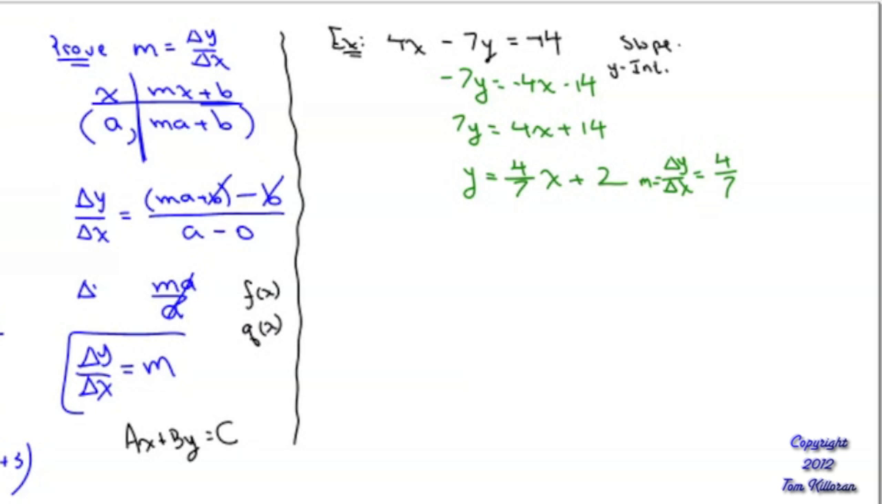Alright, so the slope is 4 7ths. What's the y-intercept? Make sure you write it as (0, 2), not just plain old y equals 2, because y equals 2 is a horizontal line.